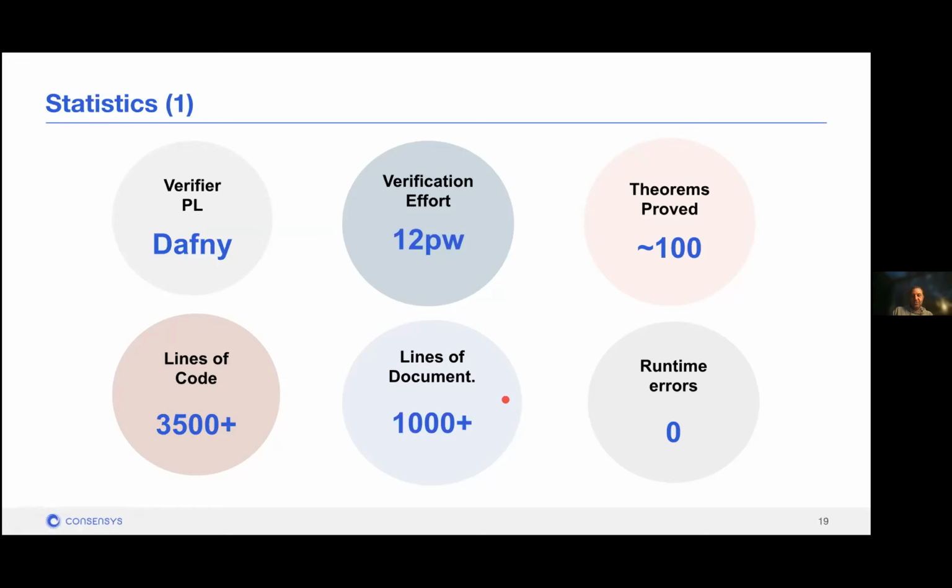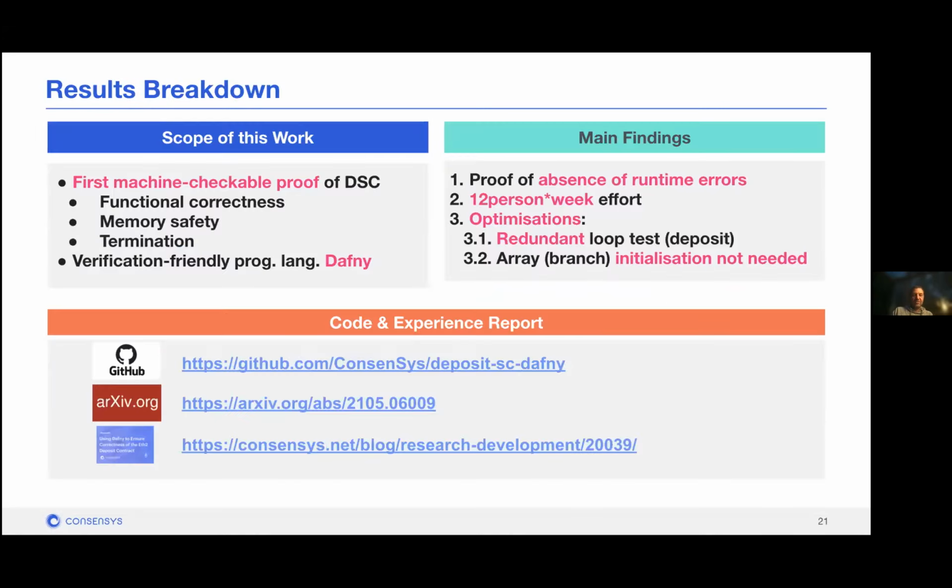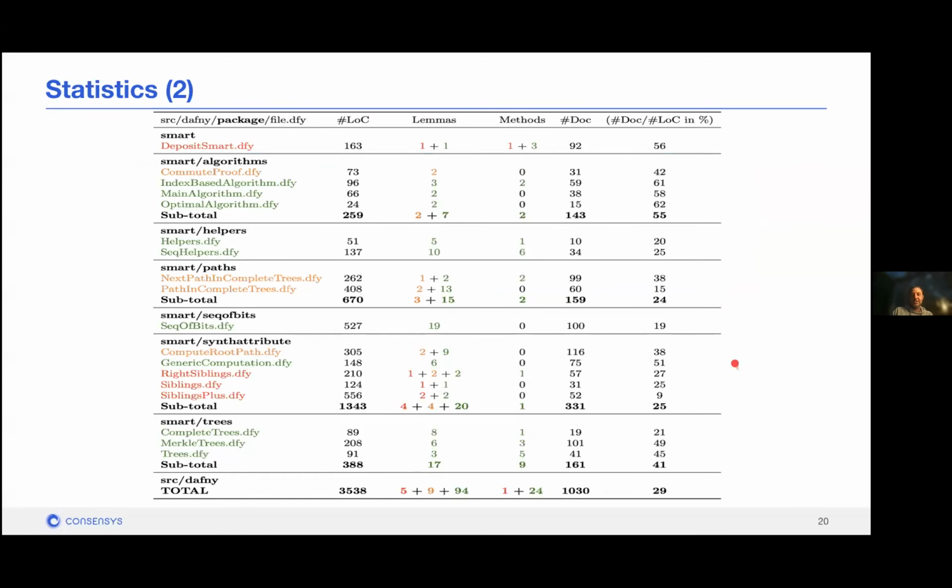The code is also documented, and at the end of the day, we have proved that there were no runtime errors and that the algorithm was computed as expected. There's a short breakdown of how the repository is structured, and some more detailed statistics that you can read in the paper.